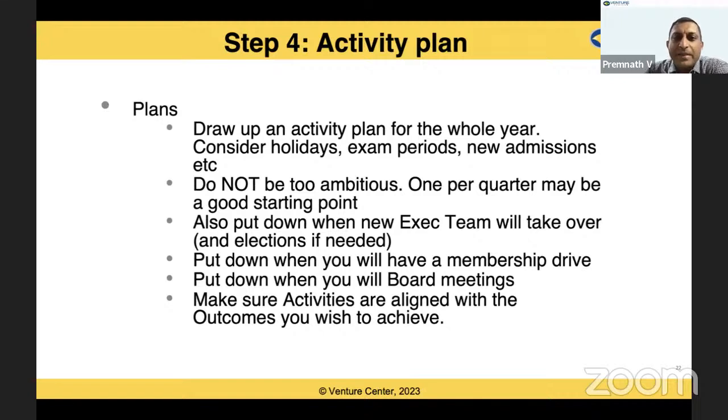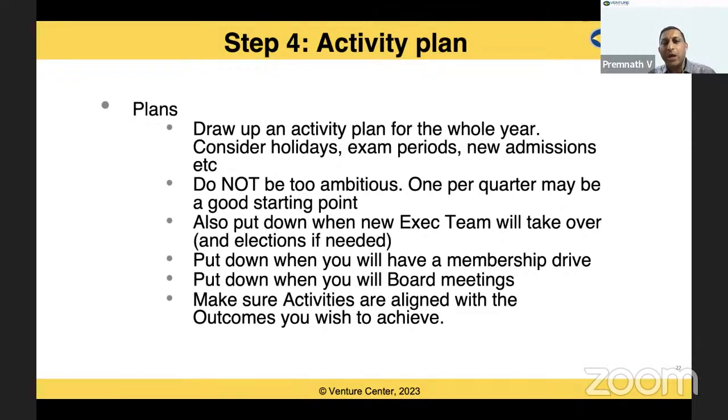We do advise people not to be too ambitious. One event per quarter may be a good starting point. Also put down when the new executive team will take over, put down when you'll have a membership drive, put down when you'll have board meetings, and make sure activities align with the outcomes you wish to achieve.